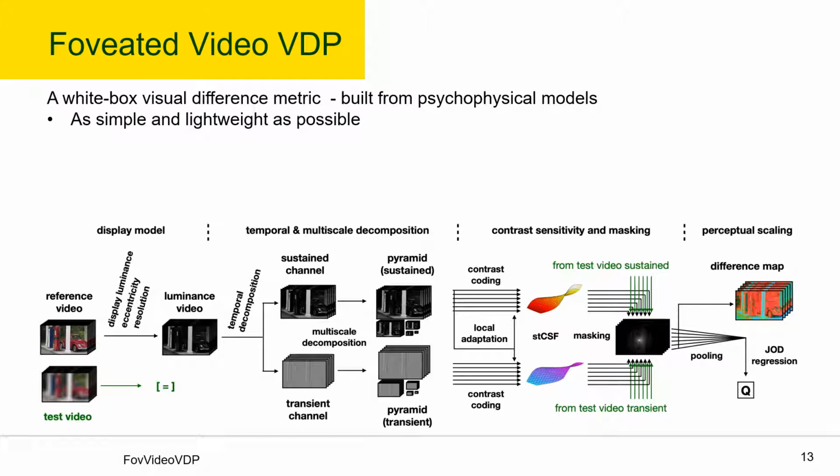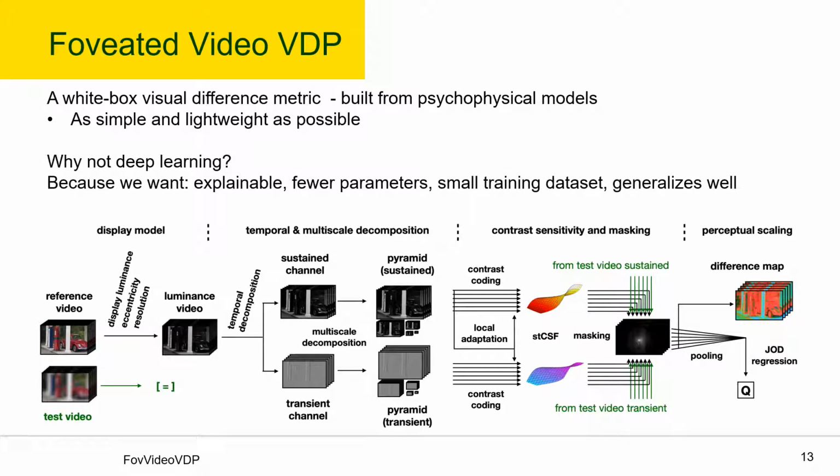So why did we not go a deep learning route, which is a common trend these days? This was because we wanted a metric that is explainable, has few parameters, and can be trained on small datasets, and additionally generalizes well to unseen data. And these are the features which unfortunately deep learning models still lack.